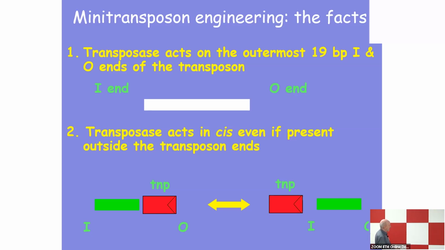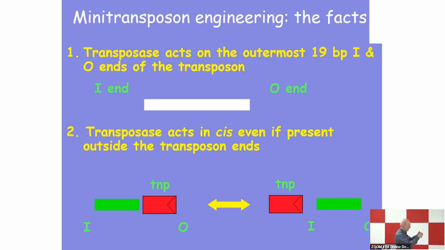Now, the facts. The transposase, as I mentioned a moment ago, acts on the outermost 19 base pairs, the I and O ends of the transposon. That means that anything between an I end and an O end is in principle amenable to the transposition reaction. The other important aspect is that the transposase will act in cis, adjacent to the DNA it acts on, even if it is present outside the transposon. This is very important.